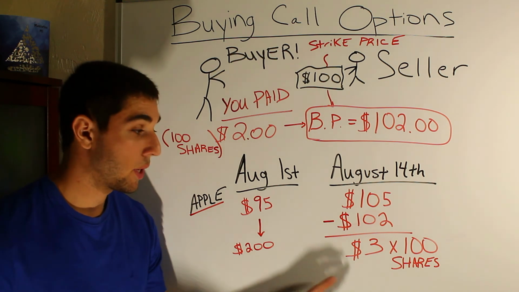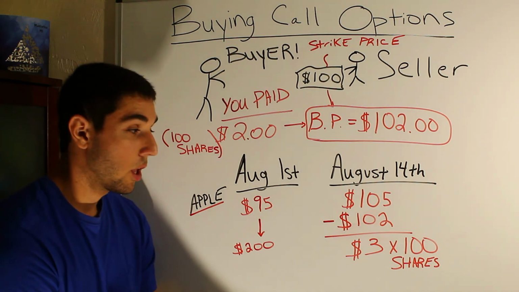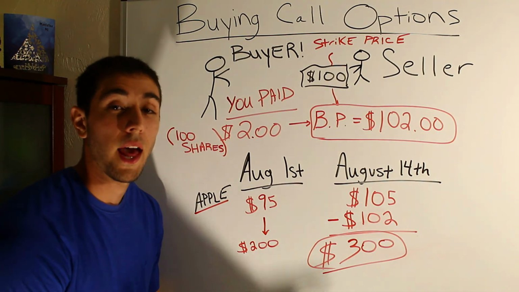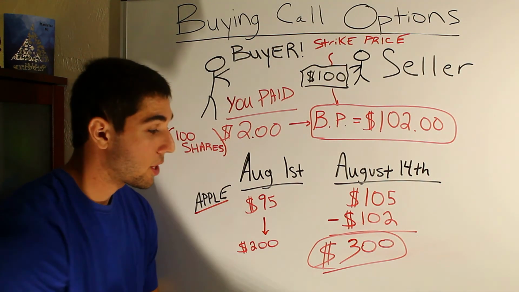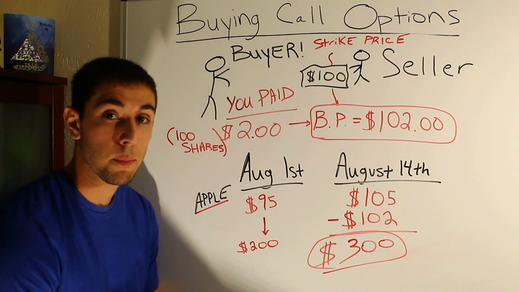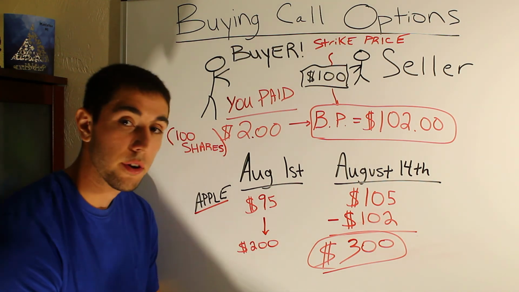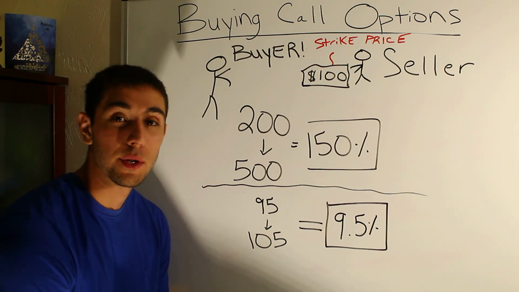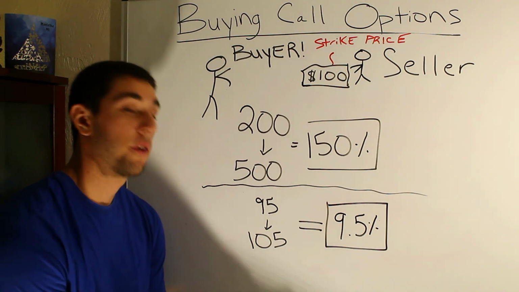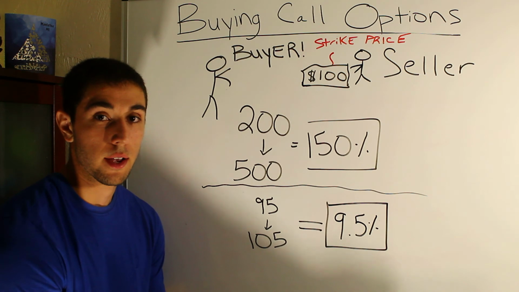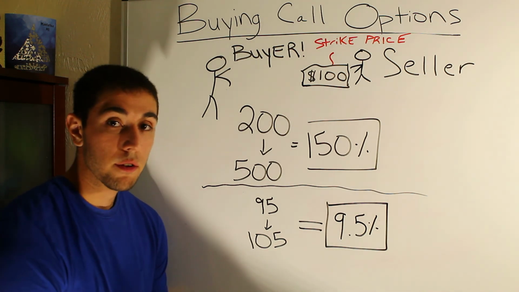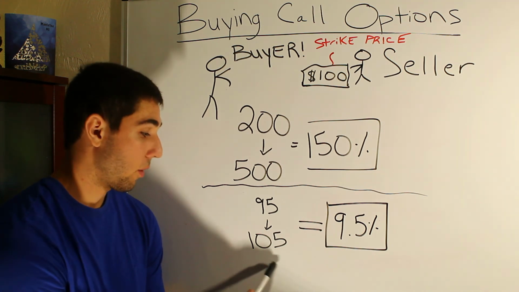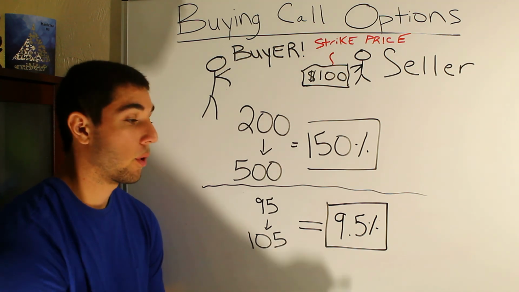And you didn't just make $3 on your $200 investment. What you really did is times that by 100. This means that on that option you bought, by the expiration date, you would have made $300 profit, which means you would have $500 total. Now what this means is that you made a 150% return instead of a 9.5% return if you just bought the stock. Now the reason it's $95 is because that was the price of Apple when you first bought the stock. Now it goes to 105, and that makes a 9.5% increase.